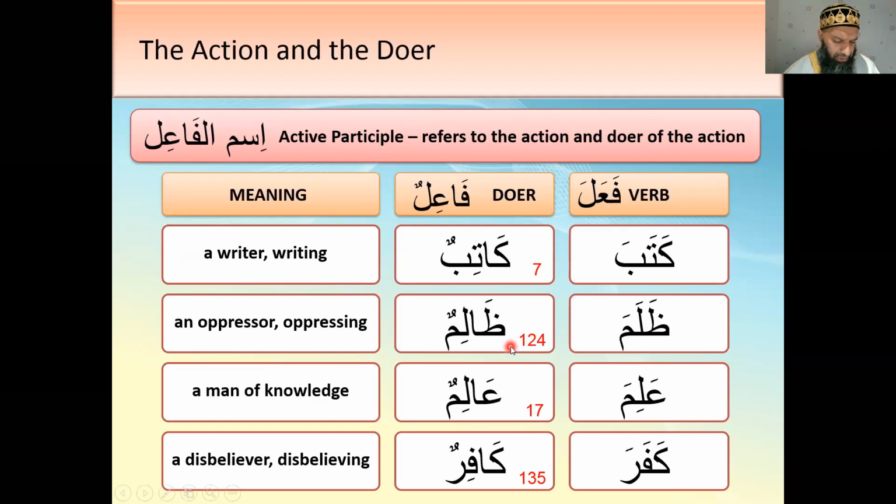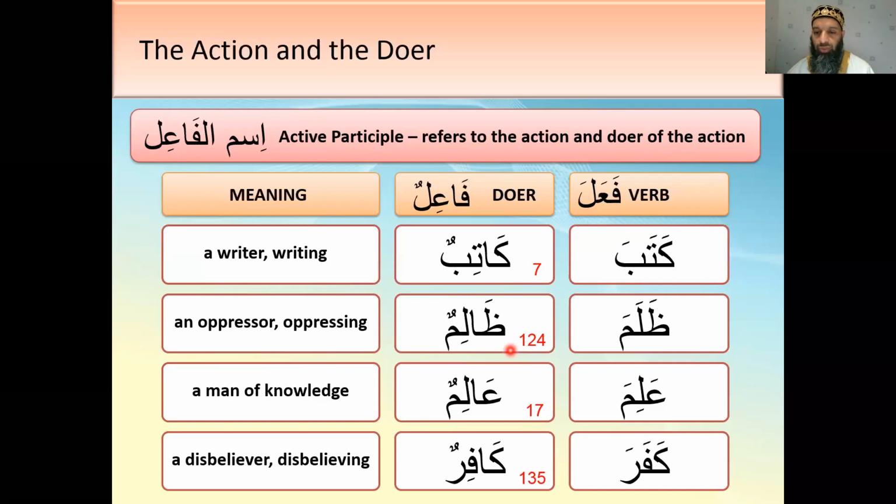Two more minutes, let me just see. Sami'a means to hear. So how do you say hearer, the one who hears? Good. Sami'un. Ja'ala means to make. How do you say maker, the one who makes? Ja'ilun. Good. Kafara, kafirun, qatala, abdun, fataha, sami'a.